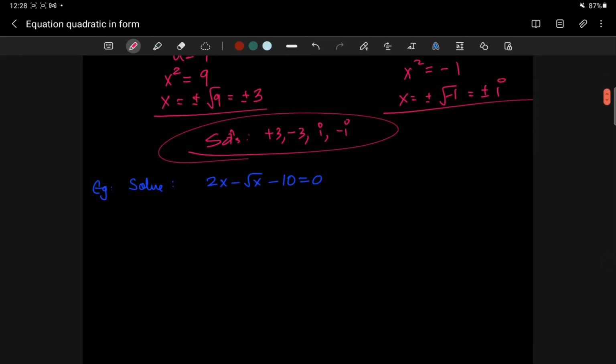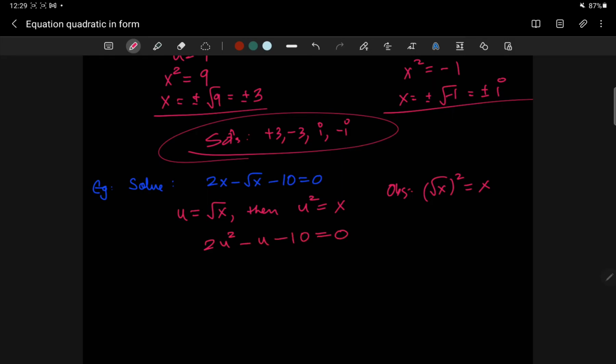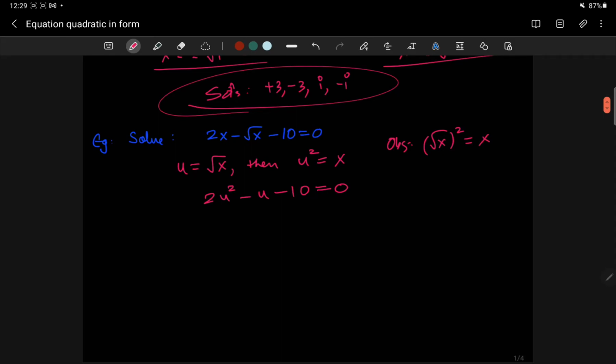Now a counterpart to that example, solve 2x minus root x minus 10 equals 0. Now we have this root x. The observation here is, what is root x squared? That is x. So this is kind of like a quadratic. If I let u equal root x, then what is u squared? u squared is just x. So this equation is then 2u squared minus u minus 10 equals 0. Which I can again, suppose I want to use the quadratic formula.